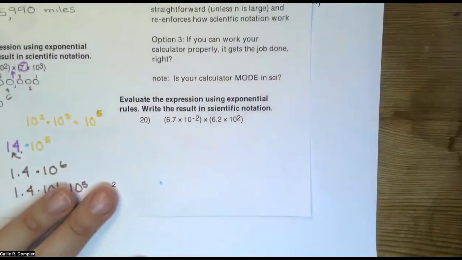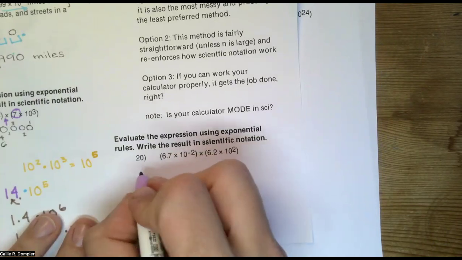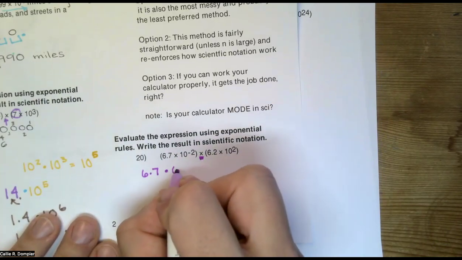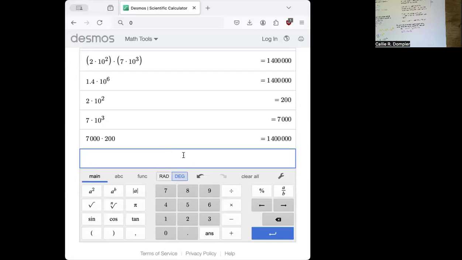Okay, so when we have 6.7 times 10 to the negative 2 times 6.2 times 10 to the positive 2, the mathy way to do it, right? The mathy way to do it was take 6.7 and multiply it by 6.2. 6.7 times 6.2 is 41.54.